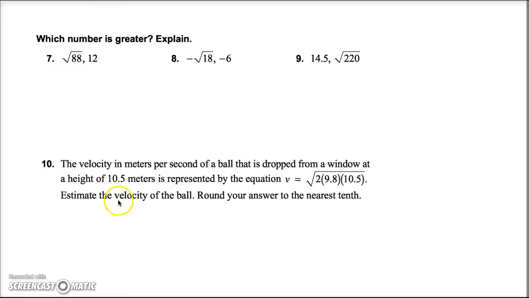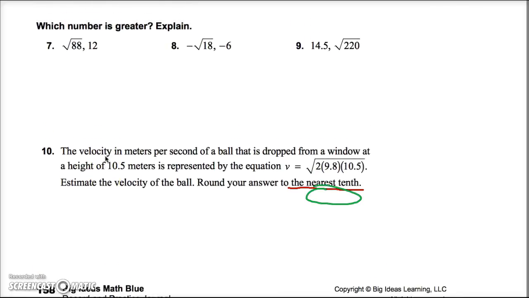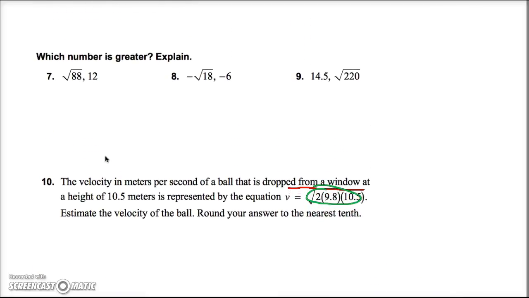Okay, and then on number 10, you're talking about the velocity of a ball that's being dropped. So they give you an equation right here, and they want you to estimate the velocity. So they basically have it set up for you right here, and you just need to figure out what that would be and round it to the nearest tenth. So you just need to finish this page 158, do all of them 1 through 10.